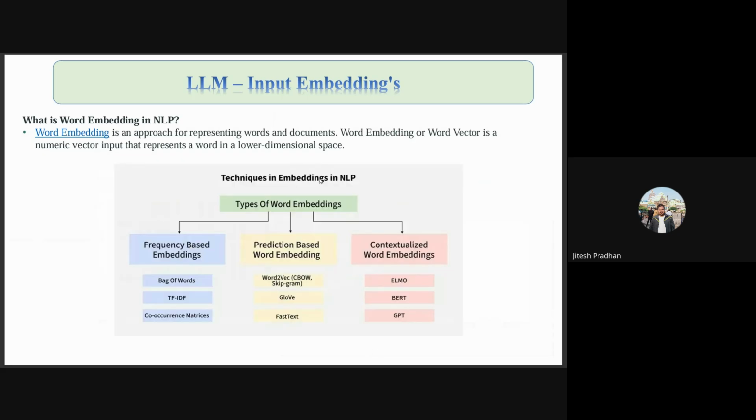Now, techniques used for embeddings in NLP. There are many techniques, basically three different classifications. Frequency-based embeddings: bag of words we have already seen, TF-IDF we have already discussed, and the co-occurrence matrix is another frequency-based embedding. Then prediction-based embeddings: Word2Vec, with continuous bag of words and skip-gram, GloVe, FastText. These are some examples. Then contextualized word embeddings: ELMo, BERT, GPT. These are the techniques by which we convert textual information to a numeric value that is given as input to our transformer model.